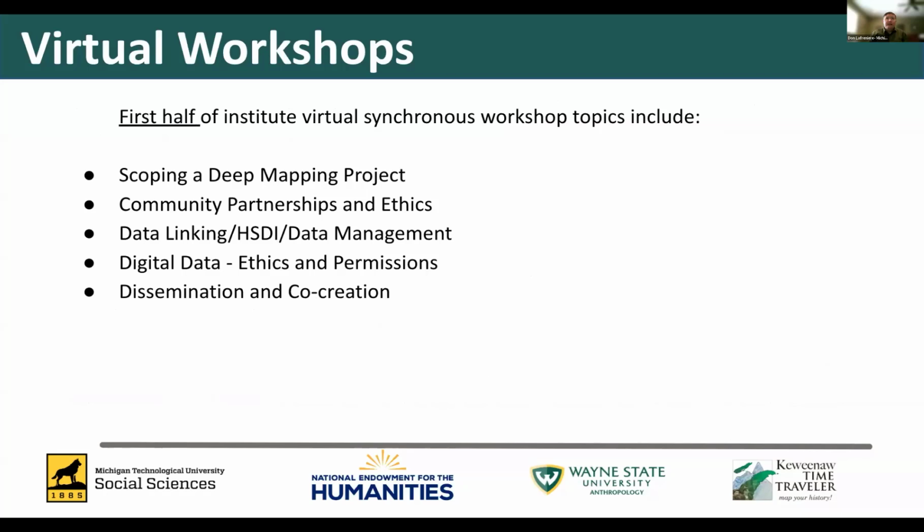So the first half of the Institute will have a number of virtual synchronous workshops. These are some of the topics that we've already established that we built out over the holiday season, after you all accepted and we knew where your projects were at. We'll have one on scoping a deep map project, which will be our first one in February. We'll have a workshop on community partnerships and ethics. We'll have one on data linking, building out of HSDIs and data management. Some of these acronyms we'll get to a little later. We'll have one on digital data, the ethics and permissions in and around digital data, and one on dissemination and co-creation.